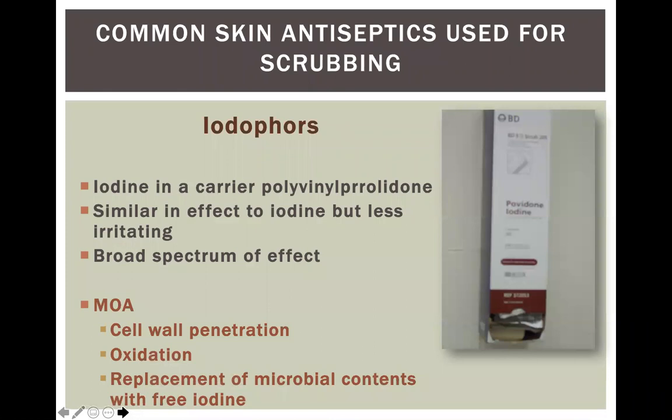So why are we worried? We need to think about how our antiseptics work. For those that like the iodine or betadine products, we know that the mechanism of action for this is based on iodine, which is in a carrier, which is polyvinyl pyrrolidone. And that's similar to just straight iodine, it's just less irritating. Iodine or betadine gives a very broad spectrum effect across the range of bacteria, and it works by penetrating cell walls, moving iodine in, and oxidation.